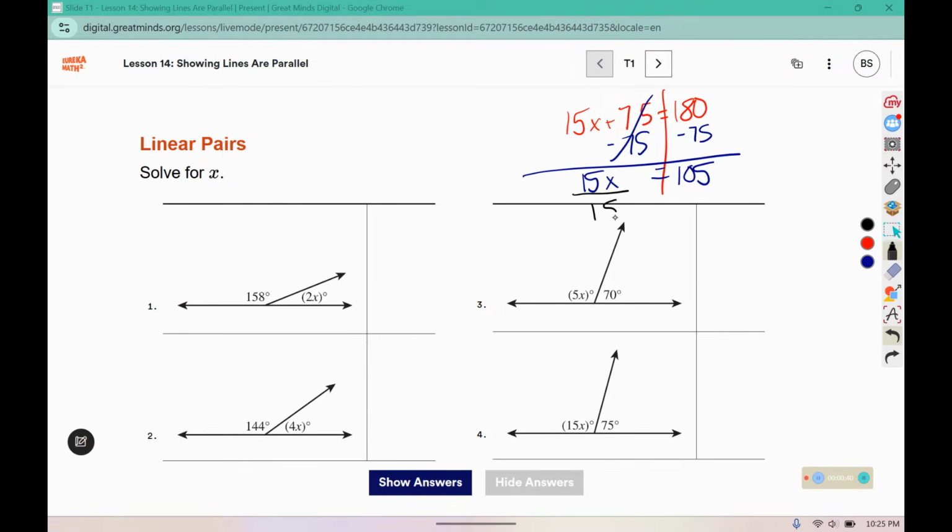Then we need to divide both sides by 15. This leaves us with x, and over here we should get 7. Solve the remaining for x.